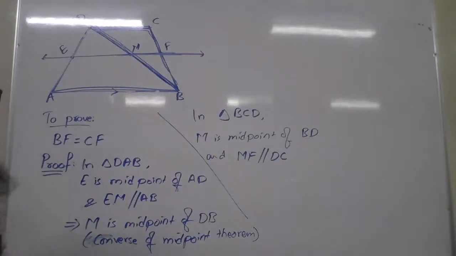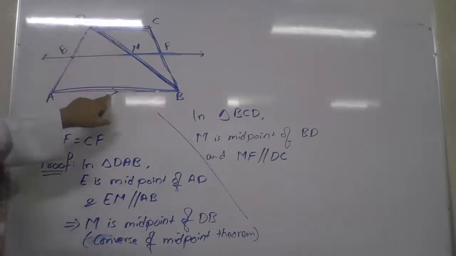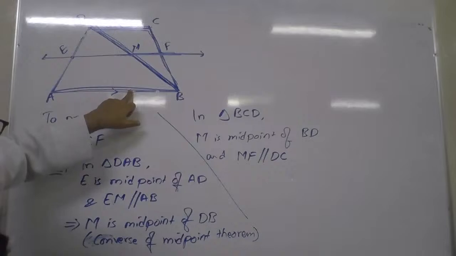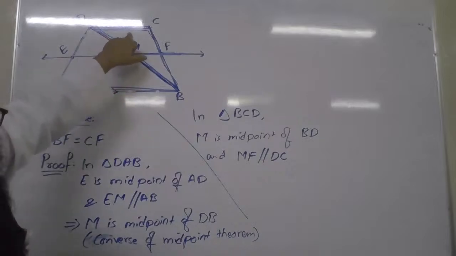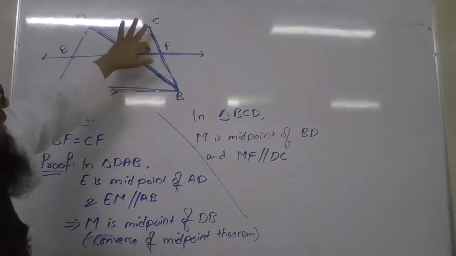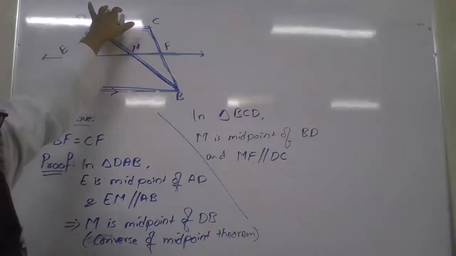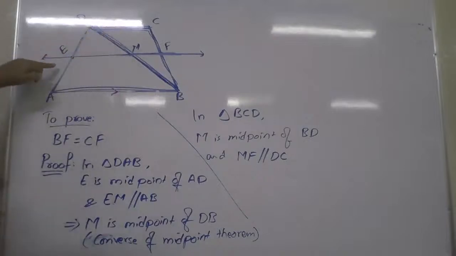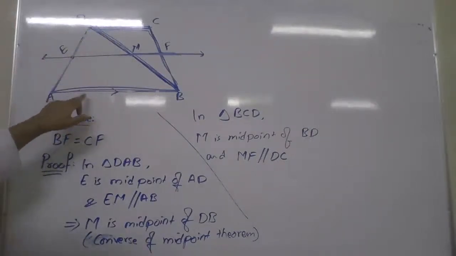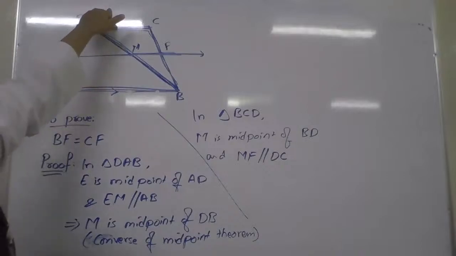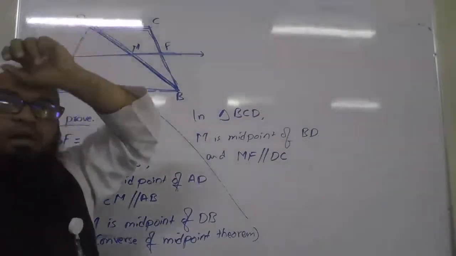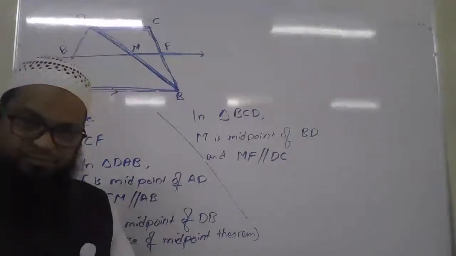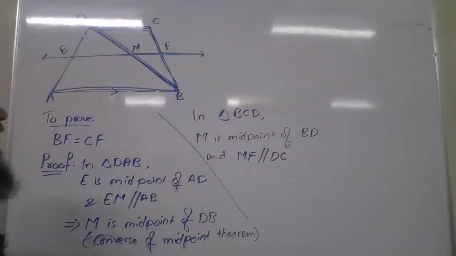Why? How can you say that? Because a line parallel to two parallel lines is parallel to the third line also. Already it is given AB and DC are parallel, and the line is drawn parallel to AB. So that means this line will be parallel to DC also. This we have studied in lines and angles. Therefore MF will be parallel to DC.